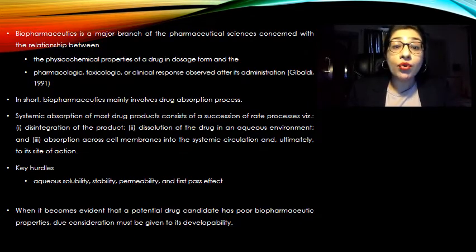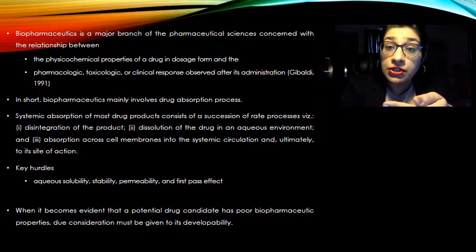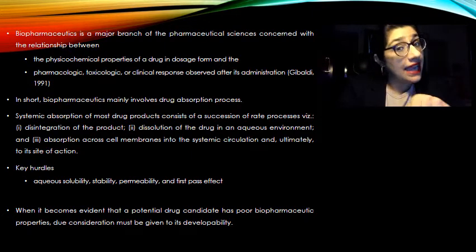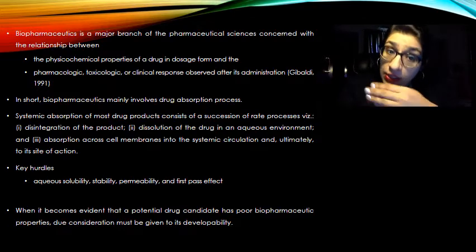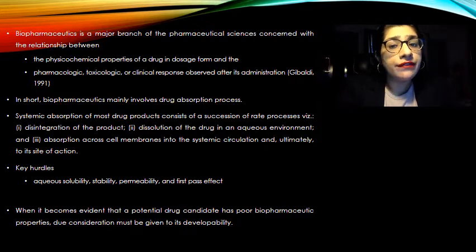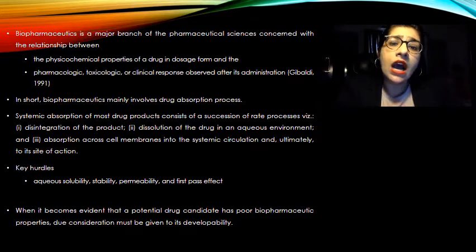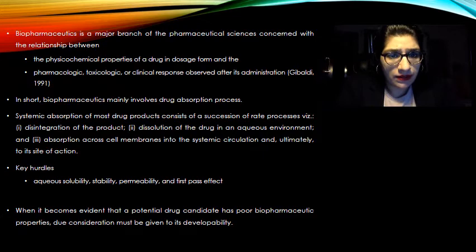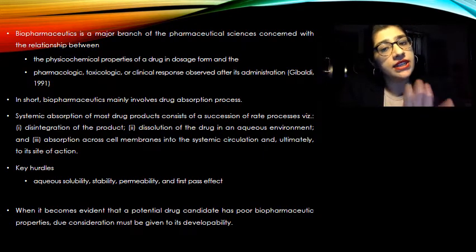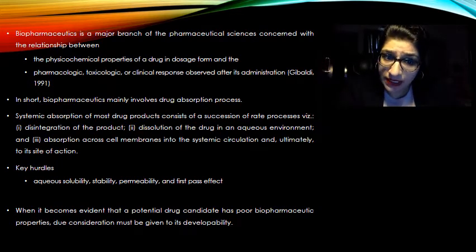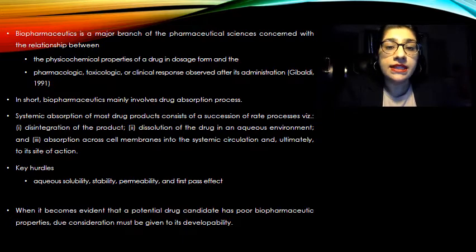The systemic absorption of most drug products consists of a succession of rate processes: disintegration of a product, then dissolution of the drug in aqueous environment, absorption across cell membranes into systemic circulation, and ultimately to its site of action. Several key hurdles such as aqueous solubility, permeability, and first pass effects must be overcome so as to get a drug from a dosage form to its site of action. These hurdles vary in how easily they can be overcome by formulation efforts. When it becomes evident that a potential drug candidate has poor biopharmaceutic properties, due consideration must be given to its developability.